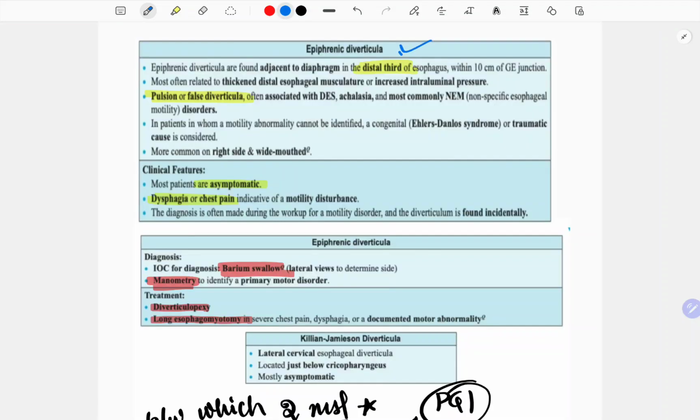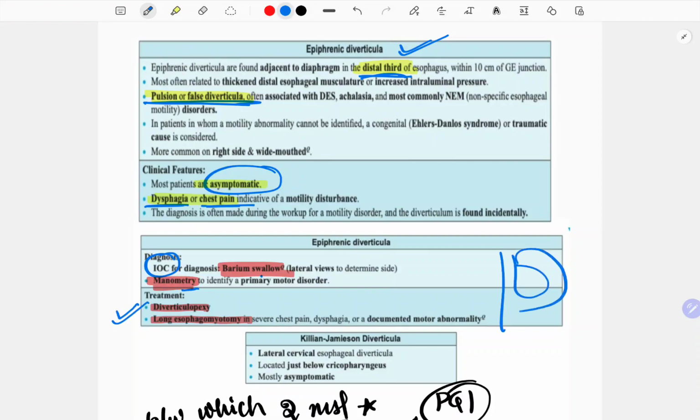Now let's quickly look at the epiphrenic diverticula, which are of the distal 1/3. They are pseudo or false or pulsion diverticula, that is, push from inside, and they are mostly asymptomatic, and if symptoms occur, it is mostly dysphagia or chest pain. The investigation of choice is barium swallow, and manometry can also be done, and the treatment is either diverticulopexy, where we stitch these diverticula up so that food does not accumulate here, or esophagomyotomy can be done. Read this topic in detail.